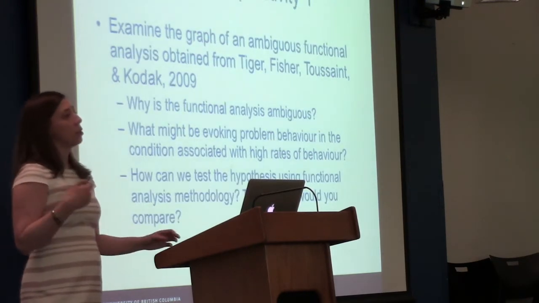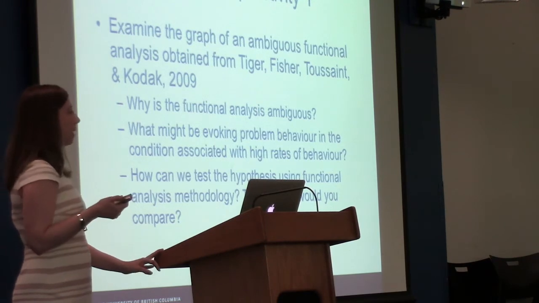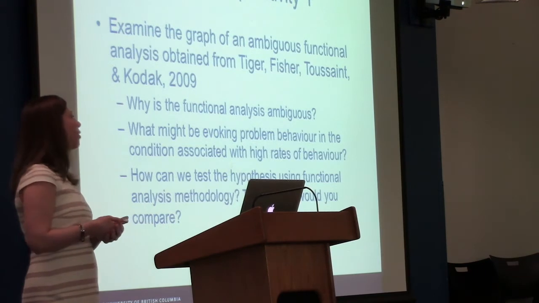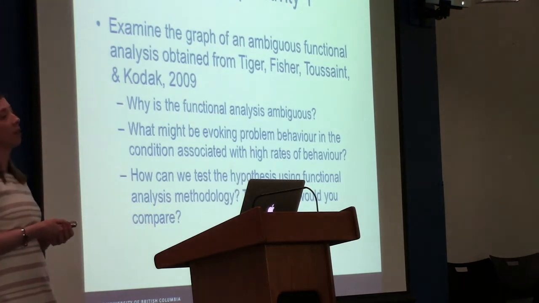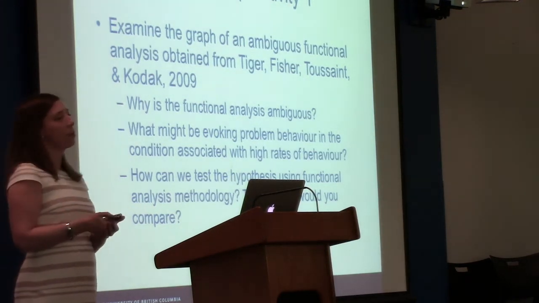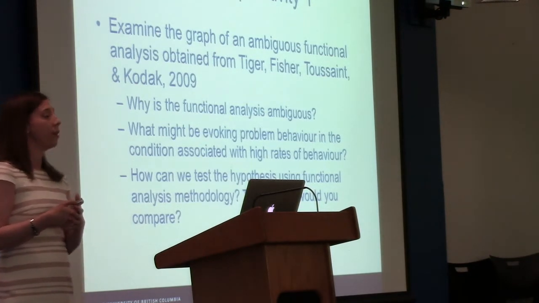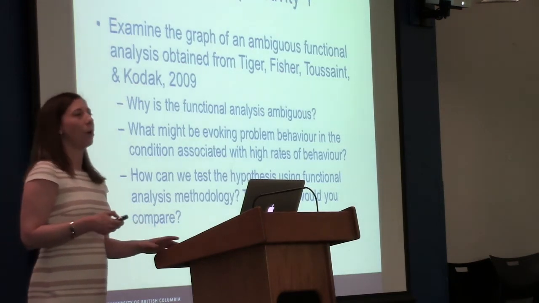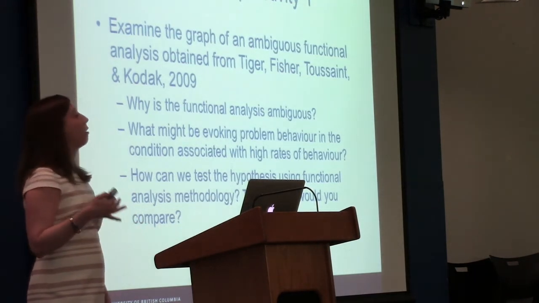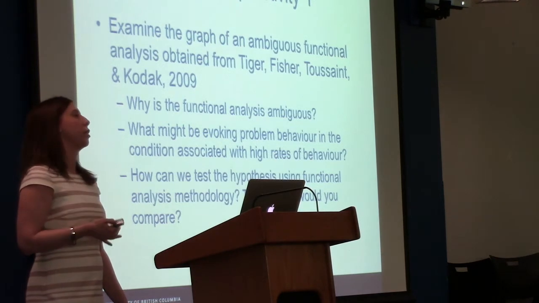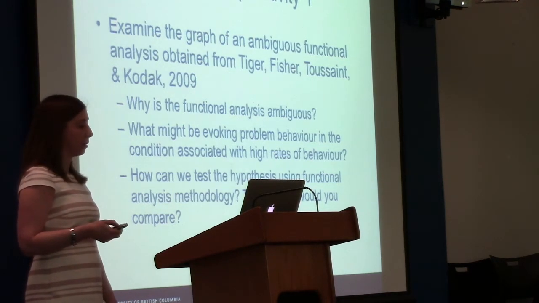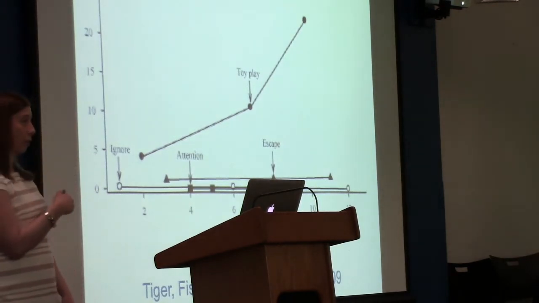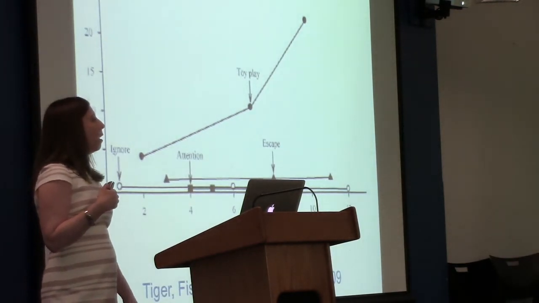So the first thing I want to do is show you a graph of a functional analysis, because sometimes we'll do our best to arrange a functional analysis based on the information that we get from caregivers and from people who spend a lot of time with that individual. But even with our best efforts, sometimes we end up with functional analysis results that are less than helpful, or that require some problem solving so that we can reassess the situation and maybe do a subsequent analysis.